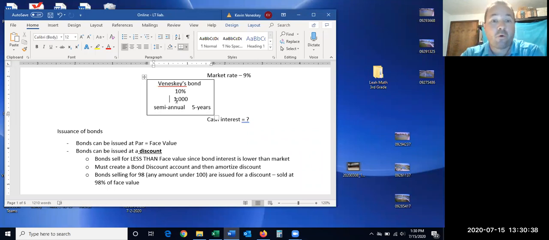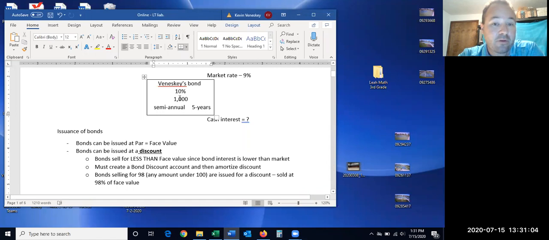I can sell it for more than 1,000, even though I'm only going to give them 1,000 back, because they're getting a higher interest rate. Every time I pay them interest, they're willing to pay a premium. They may be willing to pay $1,050, even though I'm only going to pay them back 1,000 in 5 years. They're willing to take that $50 hit because they're going to get their money back through a higher interest rate. Now, it could be the other way.